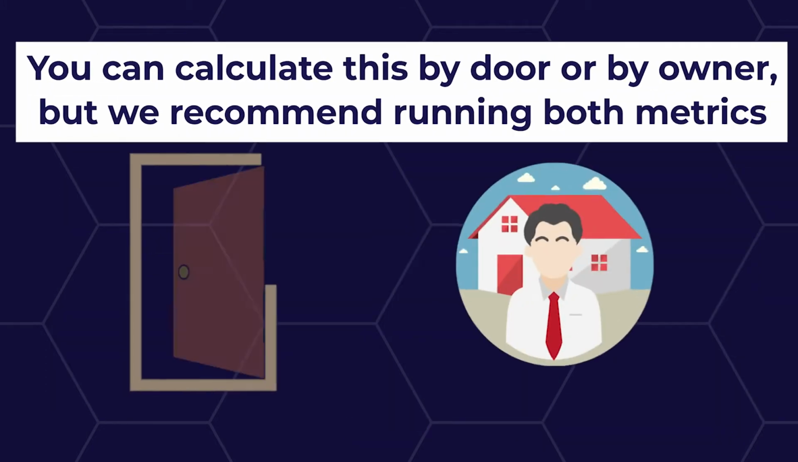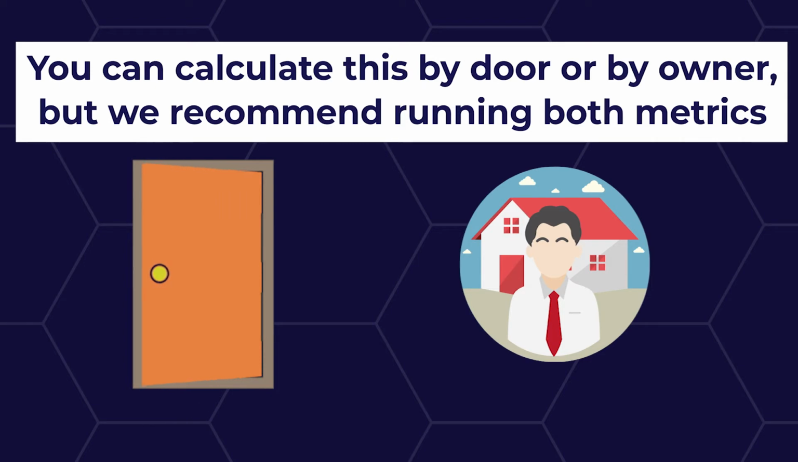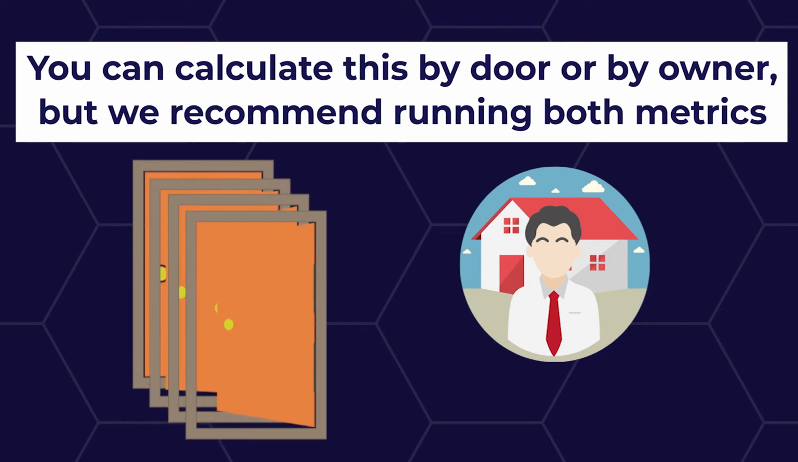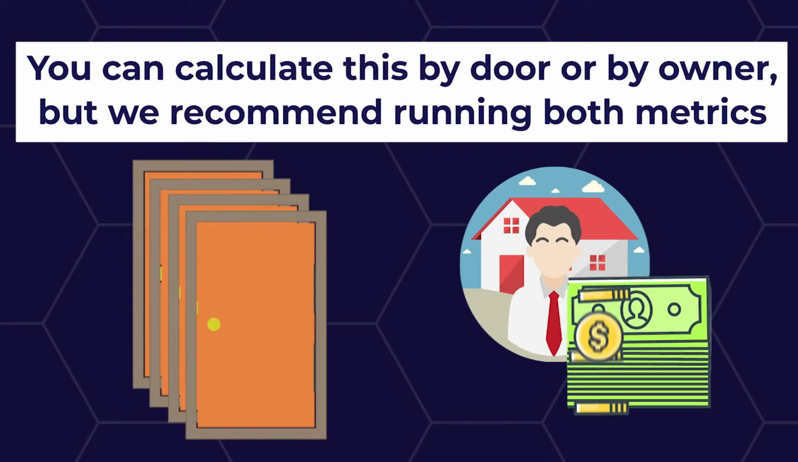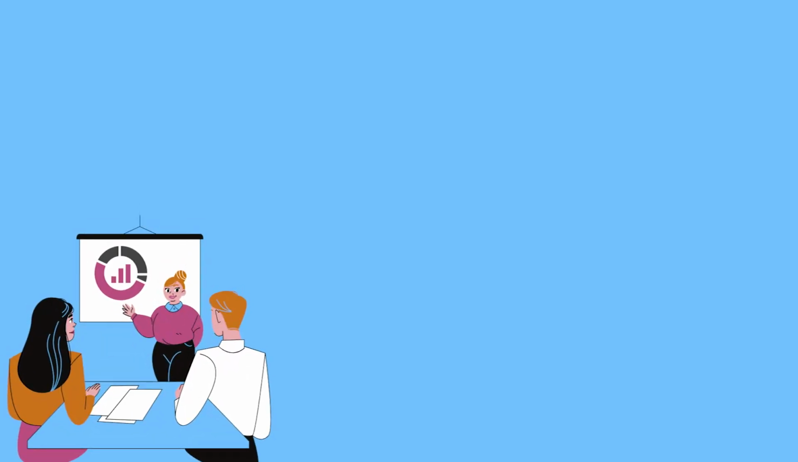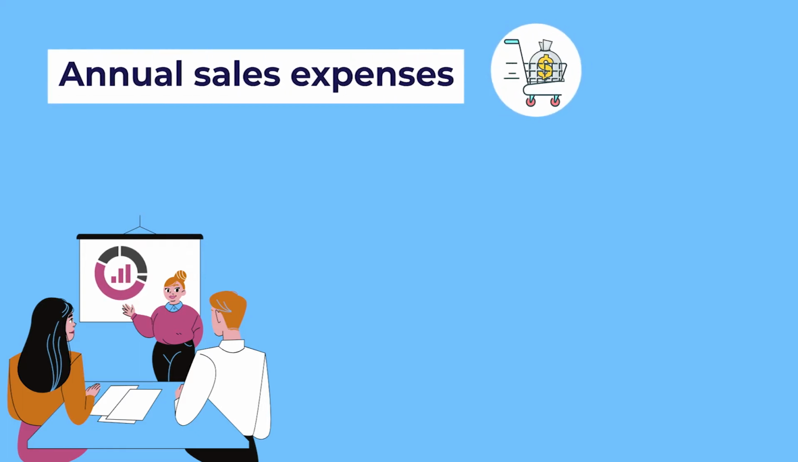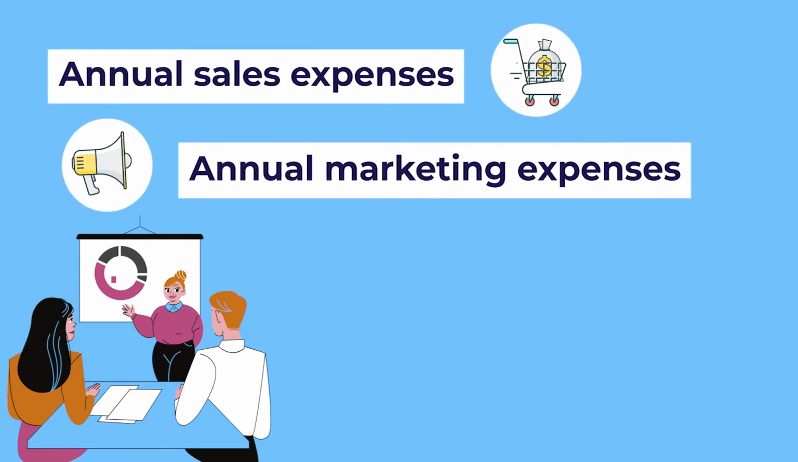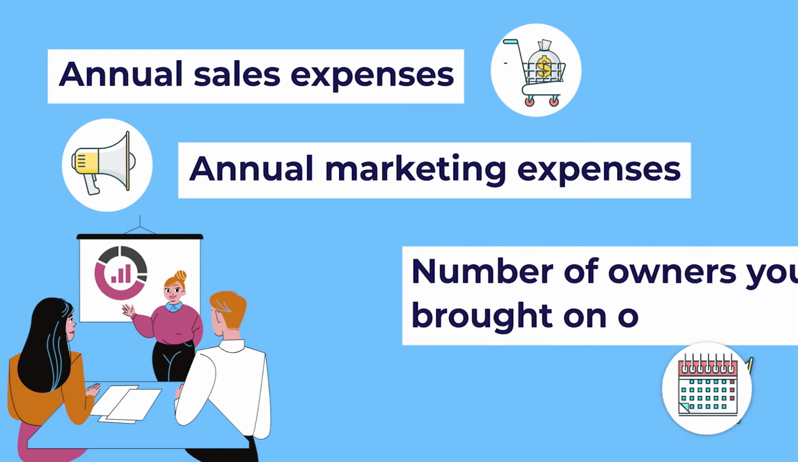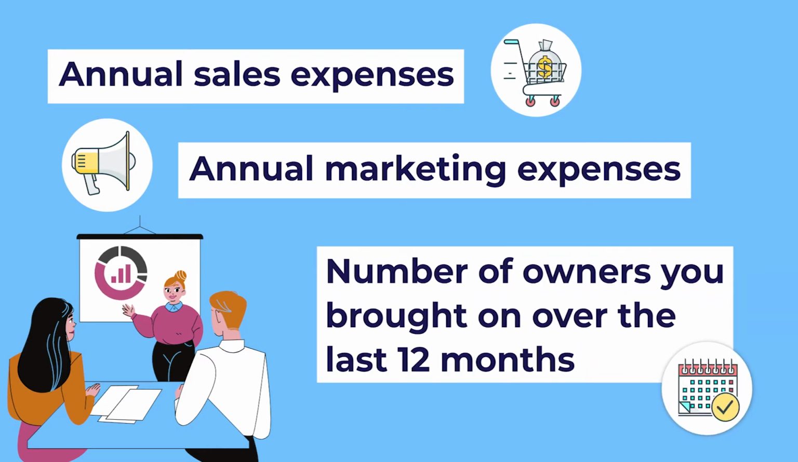You can calculate this by door or by owner, but we recommend running both metrics. That way, if you increase your average number of doors per owner, you can earn more revenue from each customer. To calculate your CAC, you'll need your annual sales expenses, your annual marketing expenses, and the number of owners you brought on over the last 12 months.